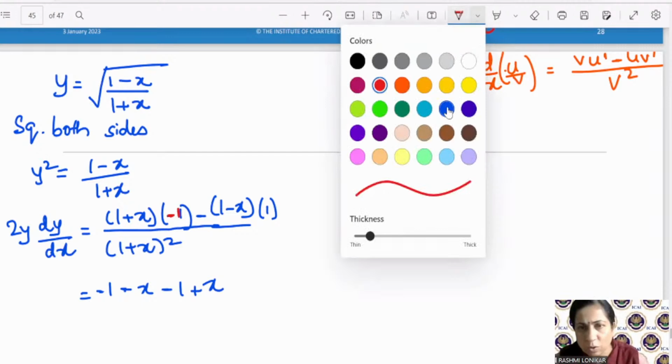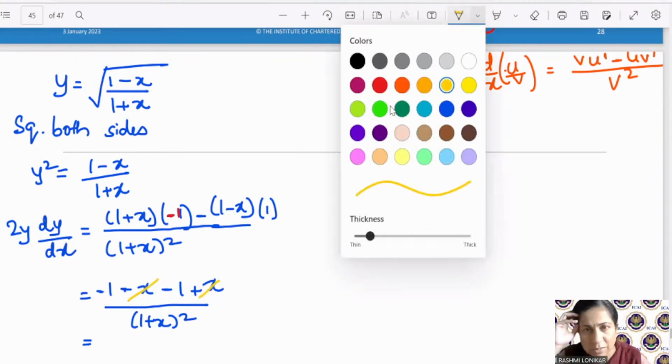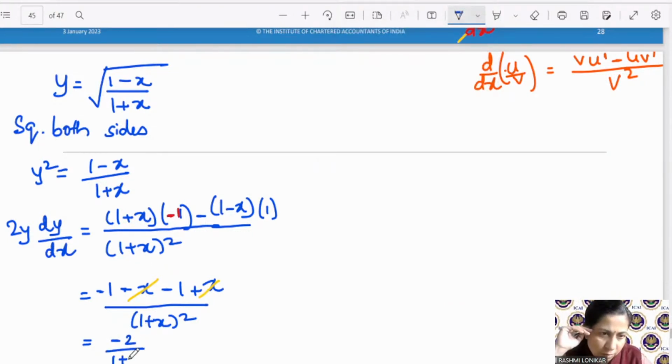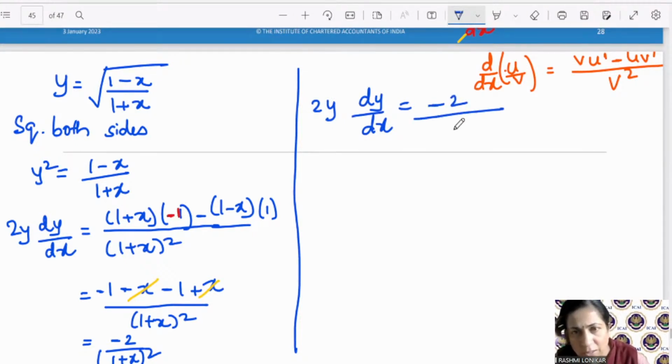Okay. And what will be there in the denominator? It will be 1 plus x the whole square. Now what will happen here is plus 1 minus 1 will get cancelled. Plus x minus x will get cancelled. And what do I have here is minus 2 upon 1 plus x the whole square. Write it over here. So I have 2y dy by dx to be equal to minus 2 upon 1 plus x the whole square. Now I'll cancel the 2 on both the sides.